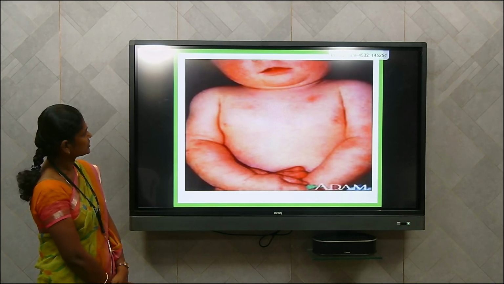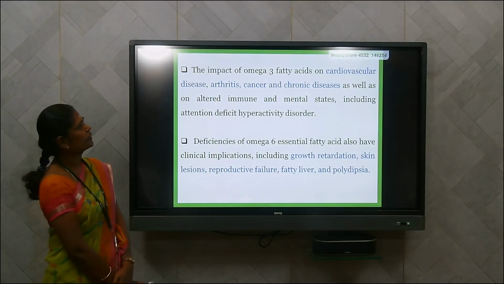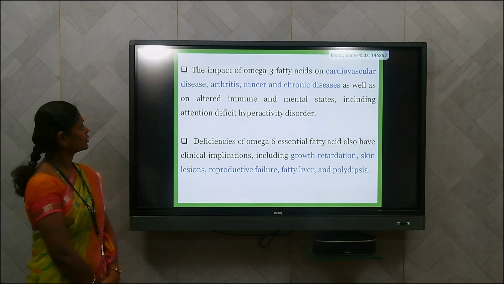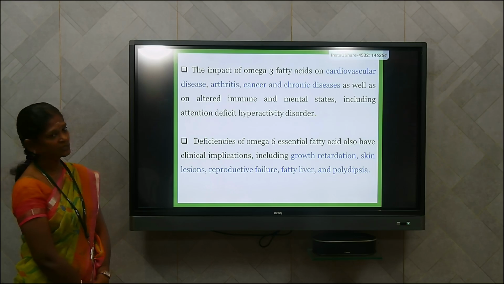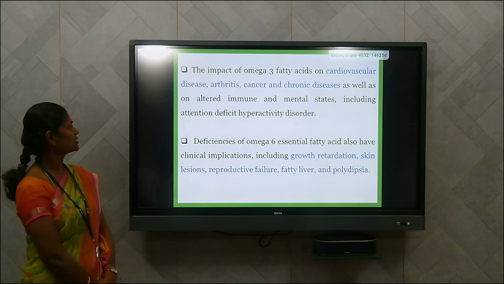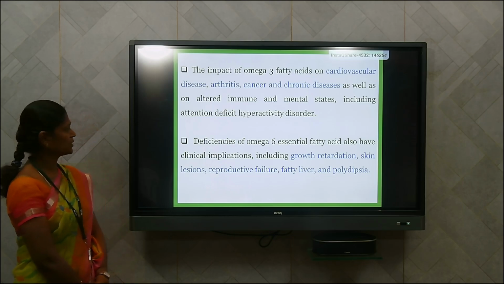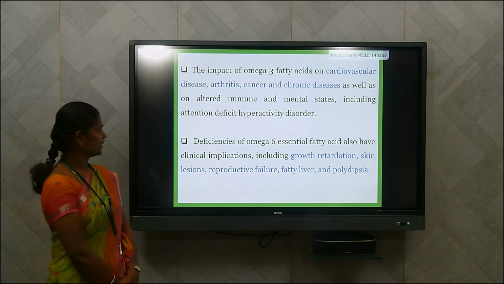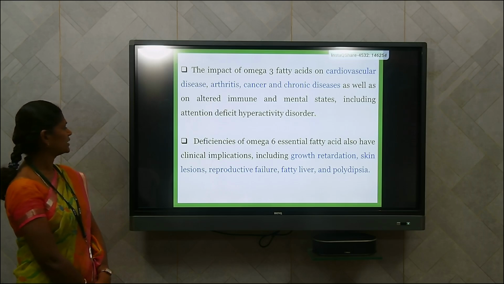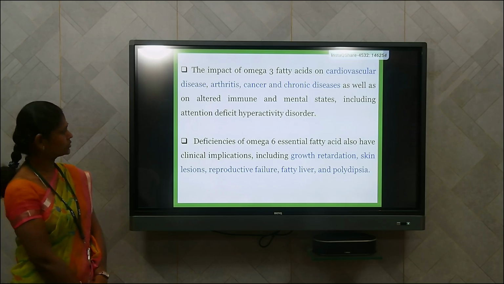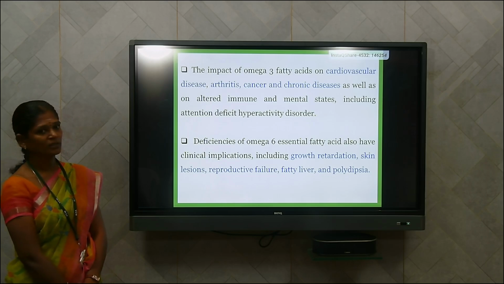lesions, rashes and dermatitis. Then there is the impact of omega-3 fatty acids on cardiovascular disease, arthritis, cancer and chronic diseases, as well as altered immune and mental states, including attention deficit and hyperactivity disorders. Deficiency of omega-6 fatty acid, which is an essential fatty acid, also has clinical implications, including growth retardation, skin lesions, reproductive failure, fatty liver and polydipsia.